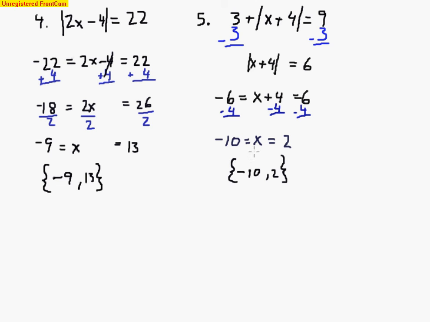So the key is always to isolate the absolute value. Once we've isolated the absolute value, then we can set what's inside the absolute value equal to the number that we have here, 6 in this case, and negative 6.